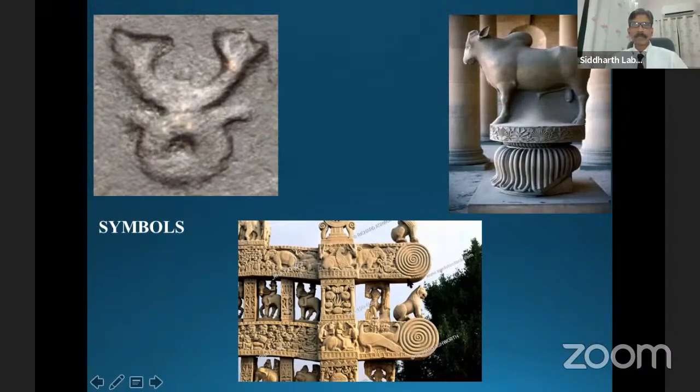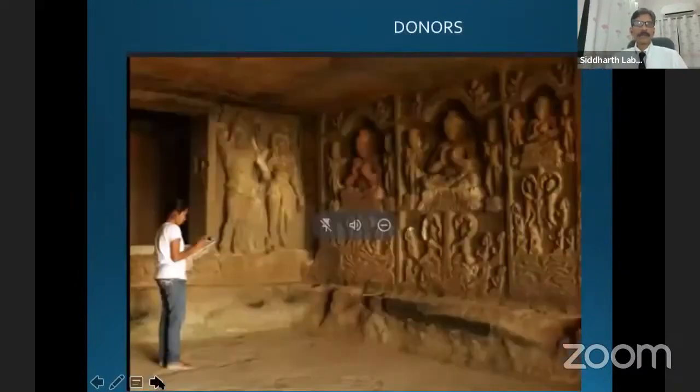And you find the Torana. You know the Torana, and a lot of symbols are there. The elephant represents the birth of the Buddha. The horse represents the renunciation of the Buddha, right? The lion represents the Buddha's teachings, the lion's roar, Siha Garjana, right? So these are the symbols. Then a lot of Jatakas are carved on the Torana. So these are the things to be seen in the Leni.